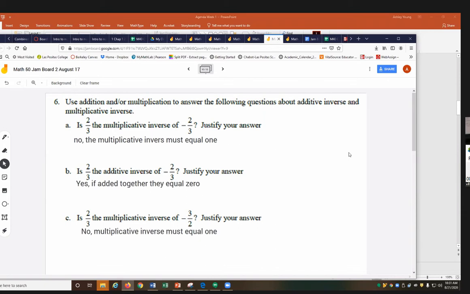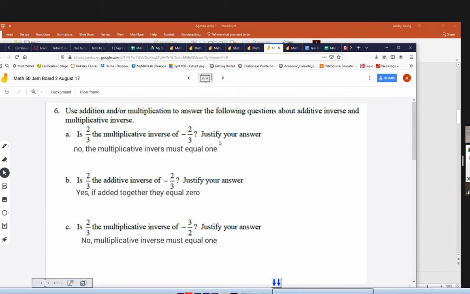Perfect. Nicely said. For C, we got no because the solution to this problem would be like negative 9/4, which is just not equal to 1. Right. When you multiply them, you do not get 1. They're inverses, but they're negative, so you end up getting negative 1 or something like that. But yes, you're right, they don't equal 1. Terrific. Well done.